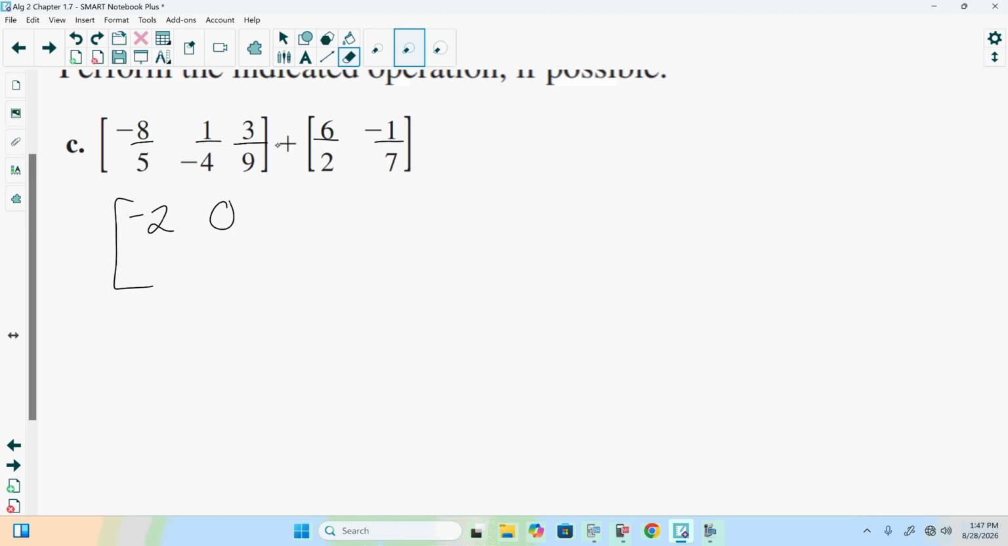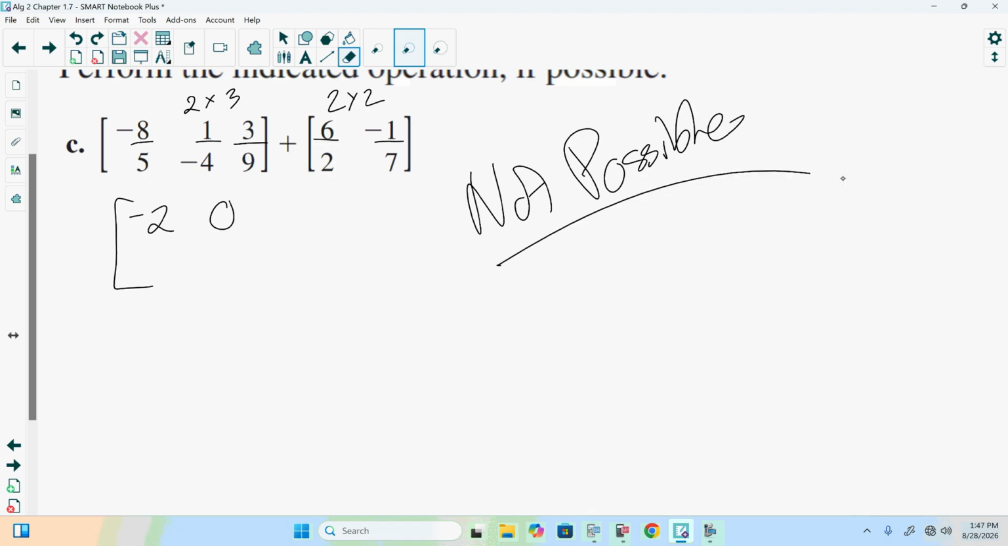What are our dimensions of the two matrices? So the first one is a 2 by 3. The second is a, so this is undefined. It is not. We can only add or subtract matrices if the dimensions are the same.